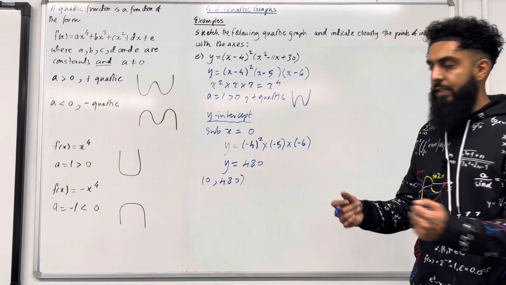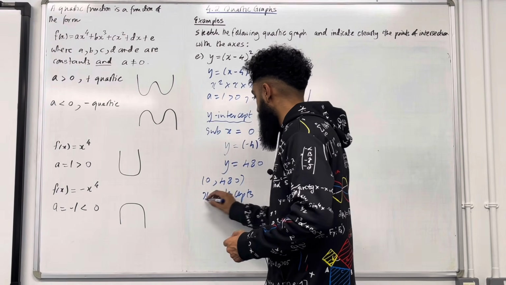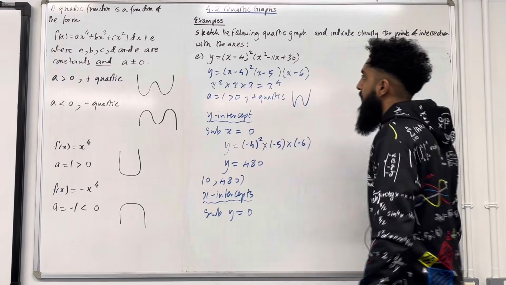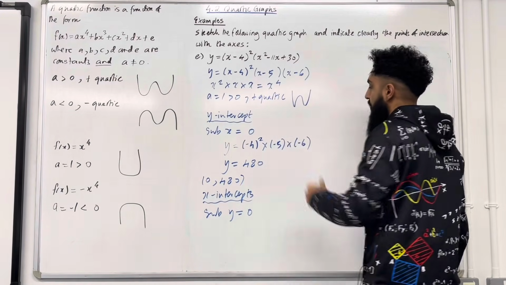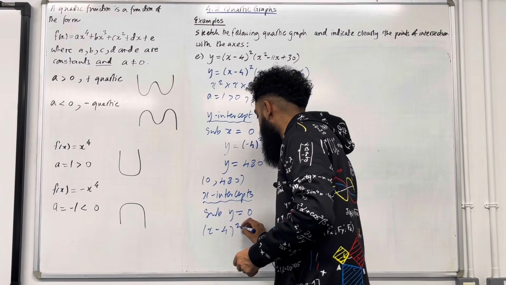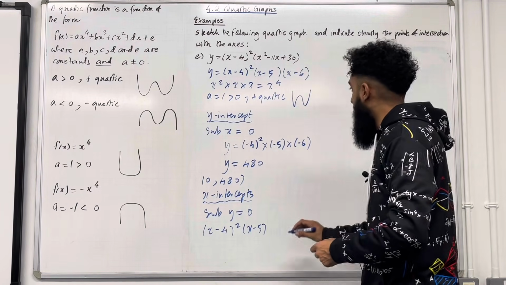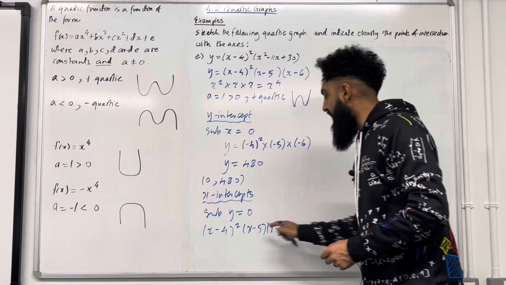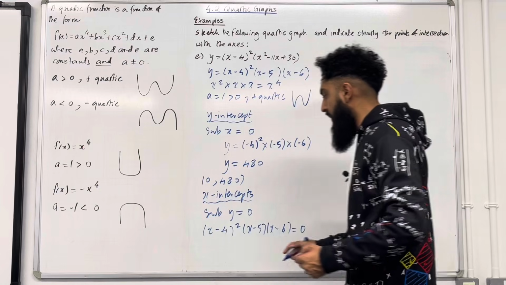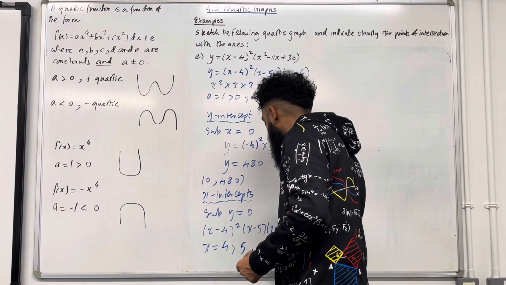Now I'm going to find the x-intercepts. Substitute y equal to 0. So I'm going to replace y with 0 in my original equation. So my equation reduces to x minus 4 in bracket squared, x minus 5, x minus 6, each of these in brackets equal to 0. So the roots, or you could say solutions of this equation, are x equal 4, 5, and 6.